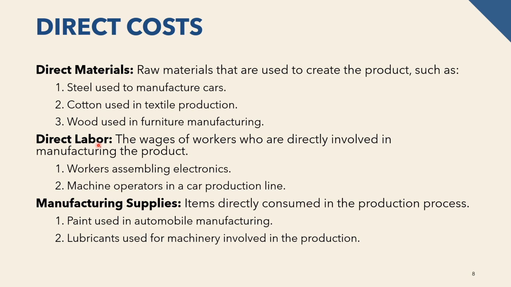Direct labor are the wages of workers who are directly involved in manufacturing the product. For example, the workers assembling electronics and machine operators in a car production line. Manufacturing supplies are items directly consumed in the production process. They include paint used in automobile manufacturing and lubricants used for machinery involved in the production.